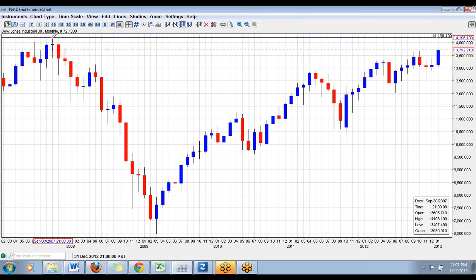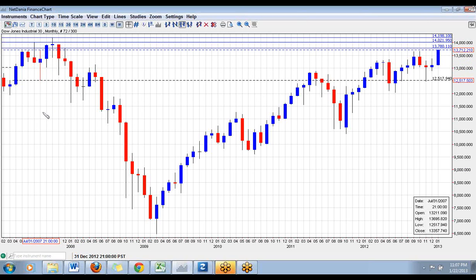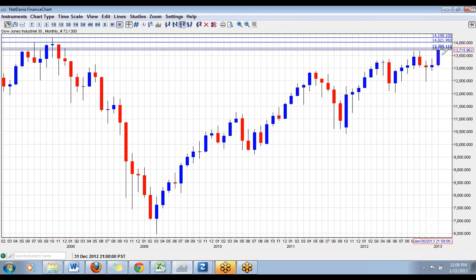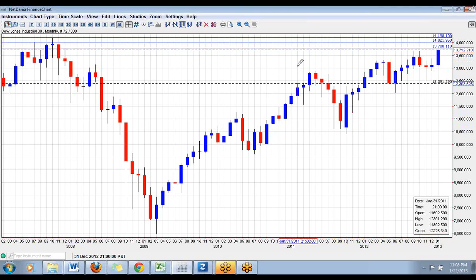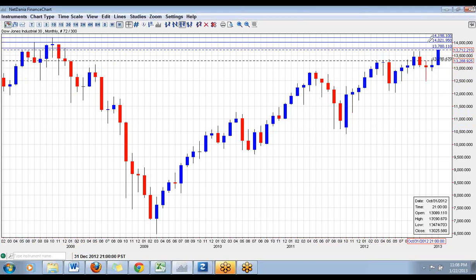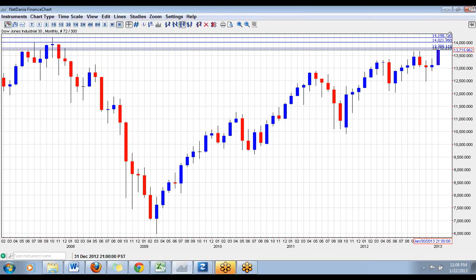Looking at the monthly chart, that 14,198 is still the highest probability. This is the price to beat. The next price to beat is within that high, 13,780. Odds and probability they will break that. That's only a 70-point move to the upside, highly probable. Then there's the big distance between 13,780 and 14,000, about a 220-point move to the upside.